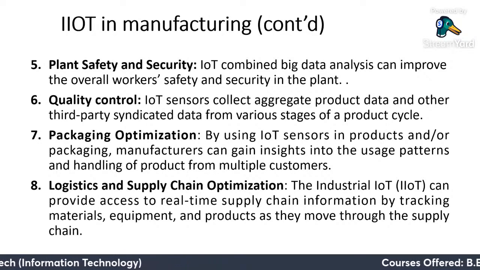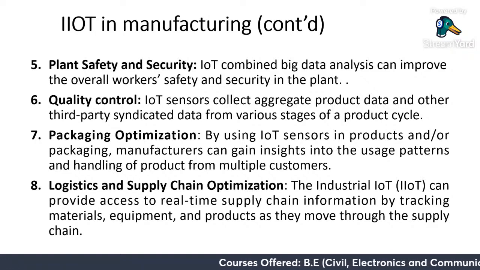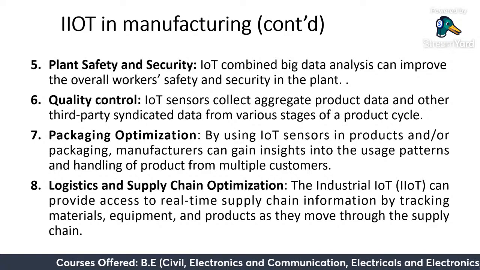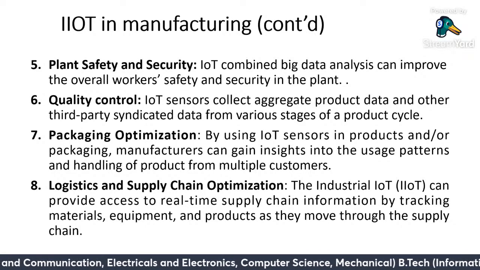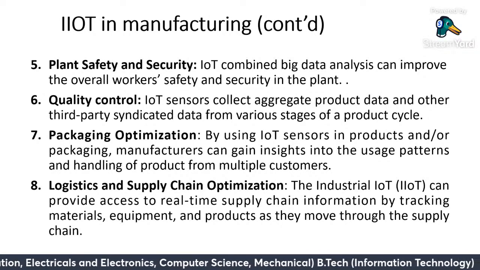And logistics and supply chain optimization is just transporting the products from one place to another, so we can use a GPS sensor in the trucks which transport important factory equipment or a processed product, to ensure the safety of the product.